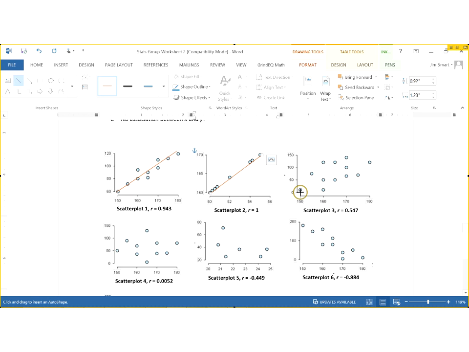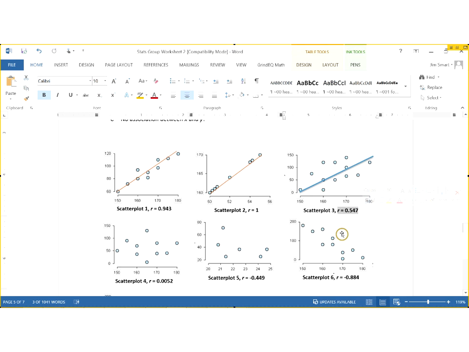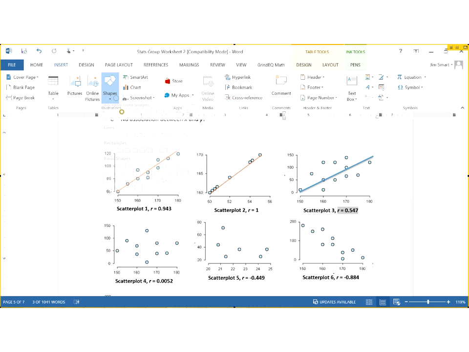Now on the third one, you can definitely see a positive pattern, but if I draw a line through there, the points are not that close to the line. They're not very close to the line. So the R there is a little bit lower, it's 0.57.